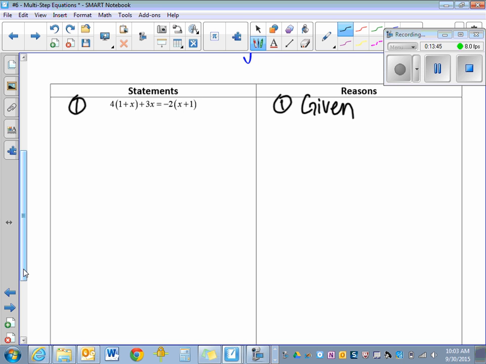Okay, so then our first step, we need to get rid of those parentheses. How do we do that? Distribute. We need to distribute this to both there, and we need to distribute this guy. So I get 4 plus 4x plus 3x equals, make sure you distribute that negative, negative 2x minus 2. Okay, so this is my second step. And what did we do for that step? We distributed. So that's the distributive property.